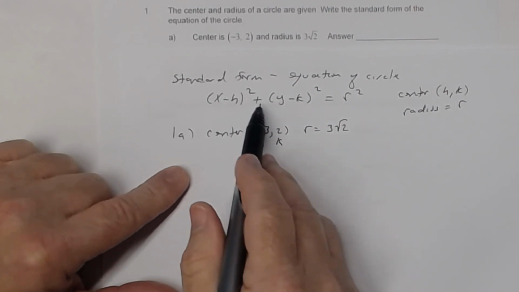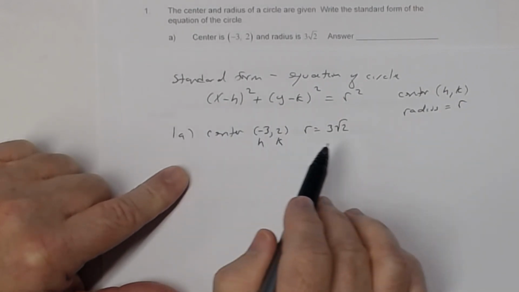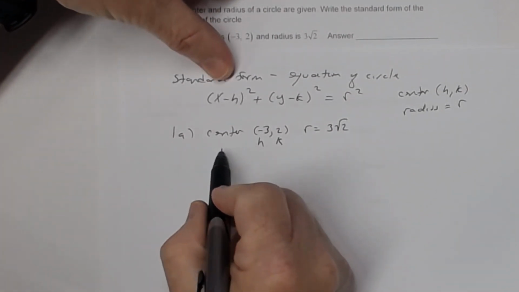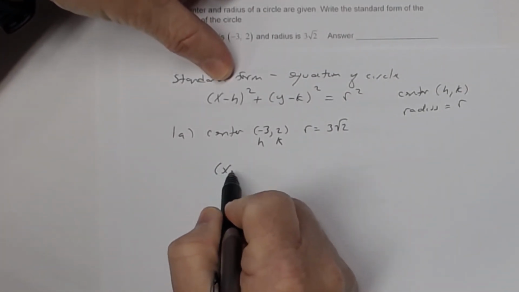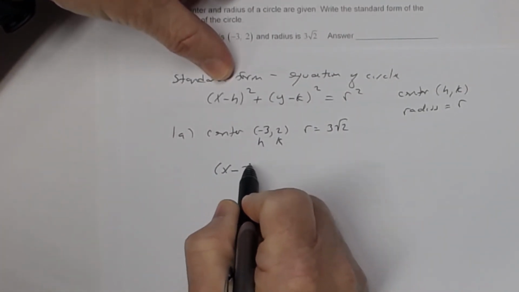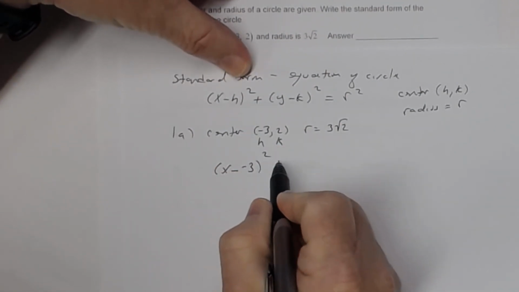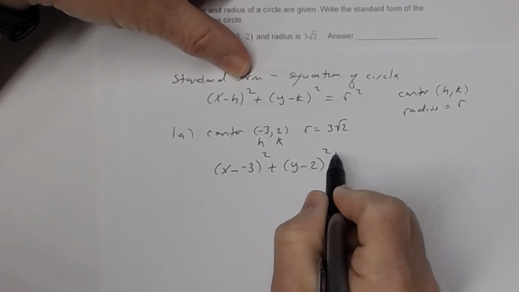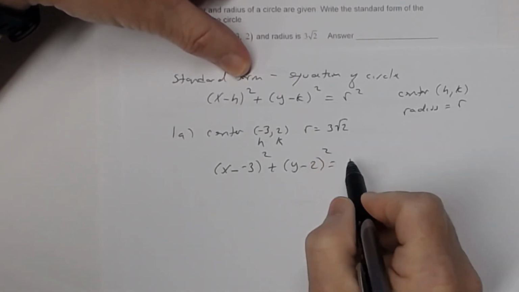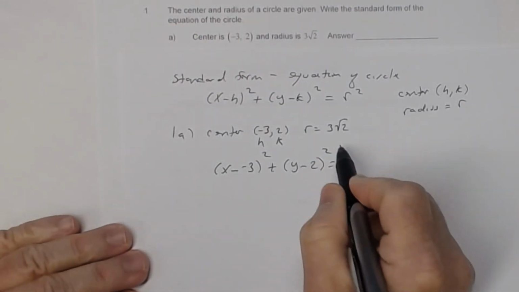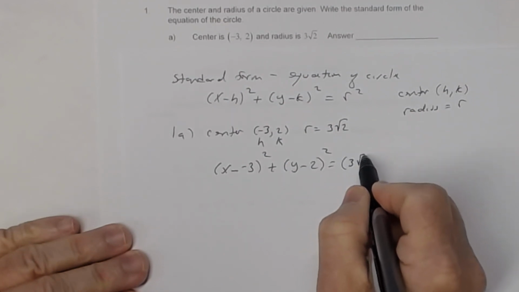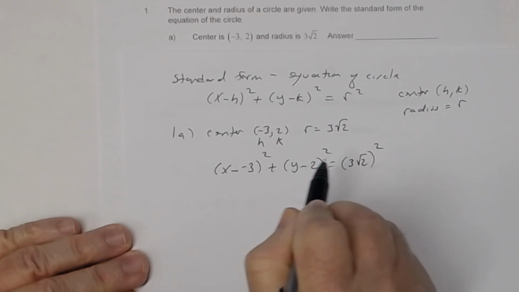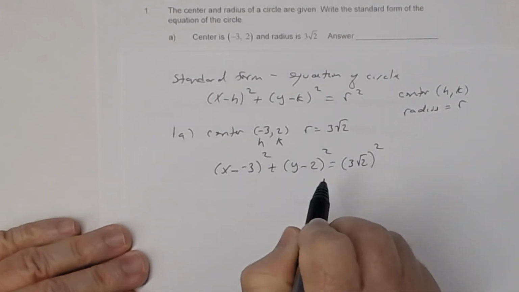So be careful how you substitute this information. The way I would do it first is this way. I would say (x − (−3))² + (y − 2)² = (3√2)², substituting the radius in parentheses, since it is being squared. Now, don't leave the answer like this. You have to simplify this as much as possible.